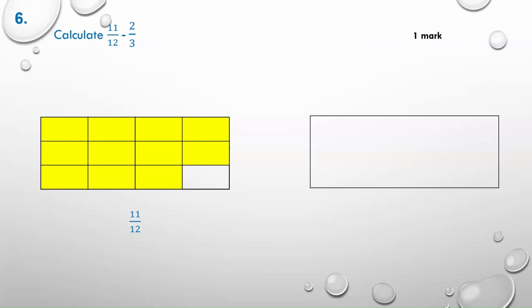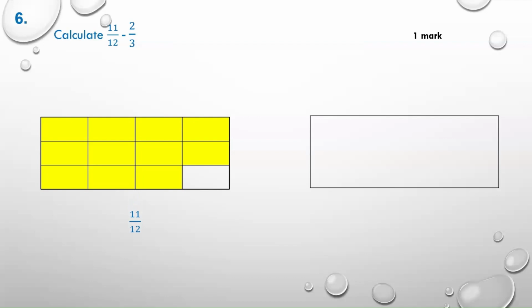And how many of those 12 parts are we interested in? 11 of those. So if we shade those, 4 and 4, 8, 9, 10, 11. 11 twelfths. So we have 11 twelfths. That's the first part. And now we want to get 2 thirds. So we can take the same whole, because we know that's 11 twelfths. Let's look at the same whole. I'm going to put it one side first, and then we're going to fix it.